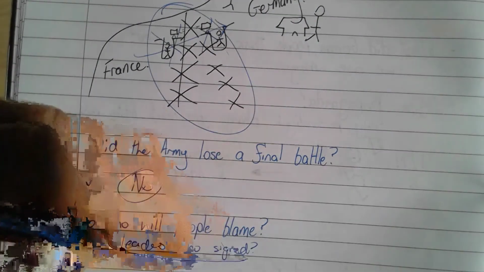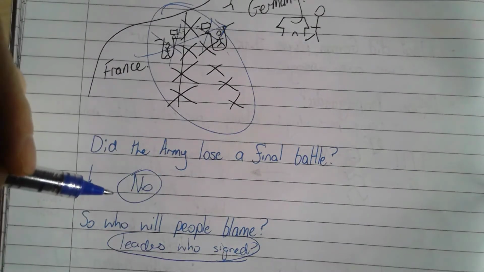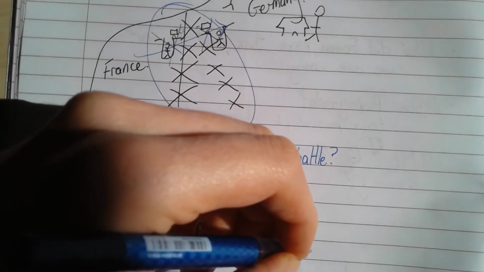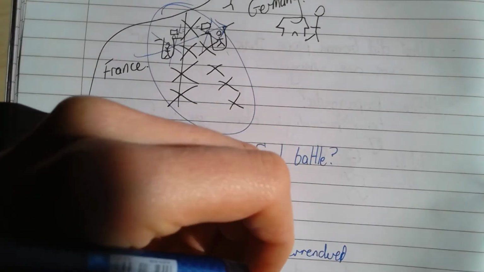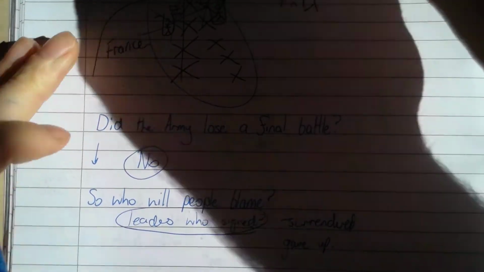Well, yeah, that's who they blamed. They said the army haven't done anything wrong, the army have tried their best. But these leaders, they gave up. They surrendered. Gave up. And they actually went further than that.